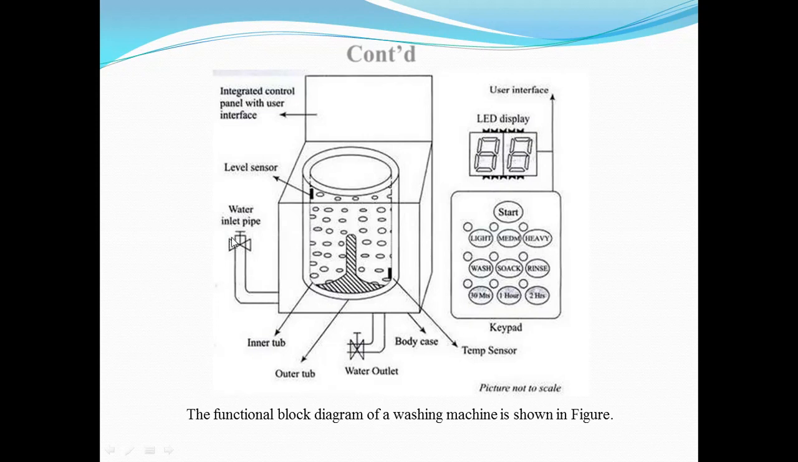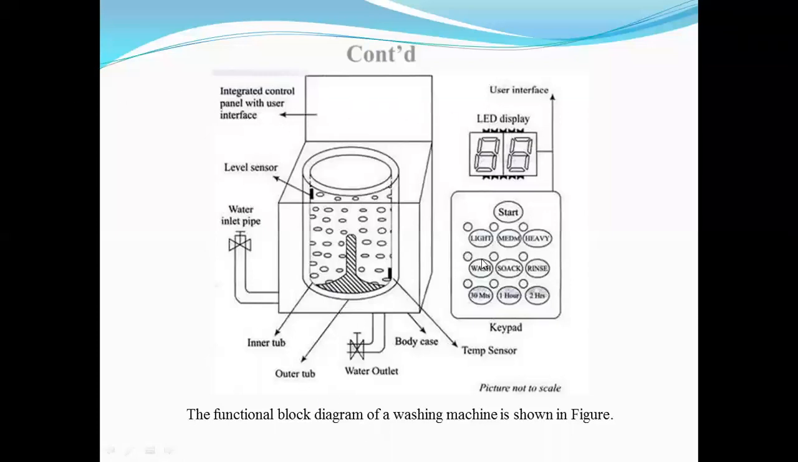And at the same time, what this actuator will do: when you press the start button, the water will enter into this pipe. At the same time, the water outlet will take care of it. After all the clothes are washed, the actuator has to drain all the water from the washing machine. So the water outlet, water inlet pipe and motor are all acting as actuators here, right? So this is how the washing machine works.